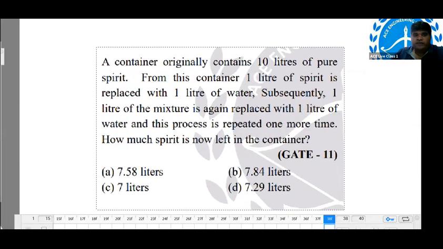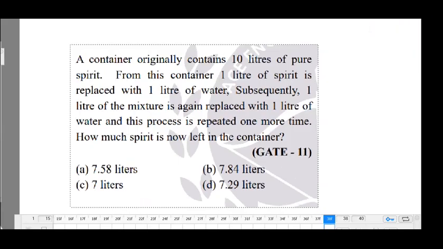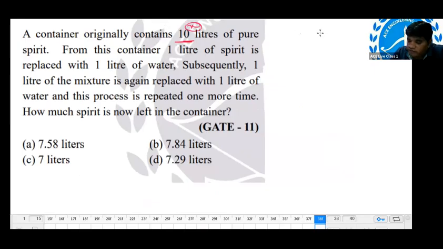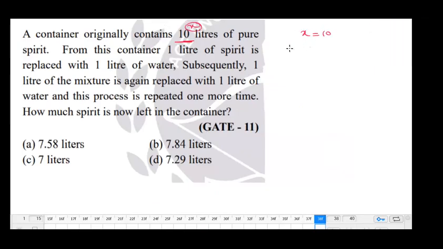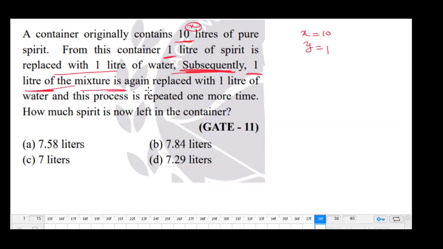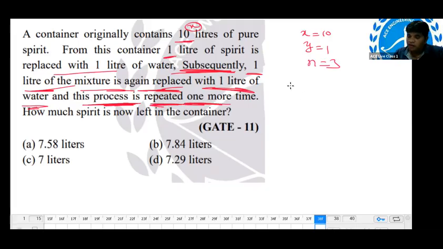Read the question, Girija, first. A container originally contains 10 liters of pure spirit, so this is X. From this container, 1 liter of spirit is replaced with 1 liter of water, so Y is 1. Subsequently, 1 liter of mixture is again replaced with 1 liter of water. This process is repeated one more time. So the n value is 3 times.